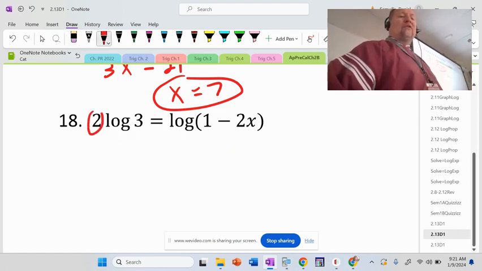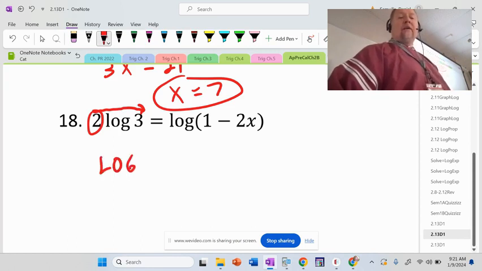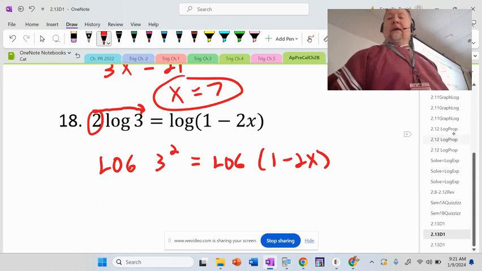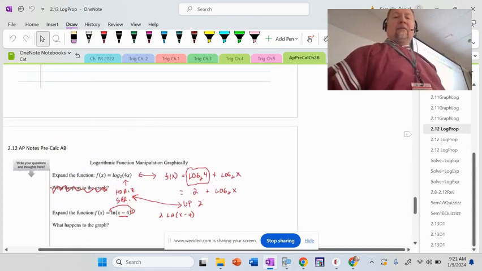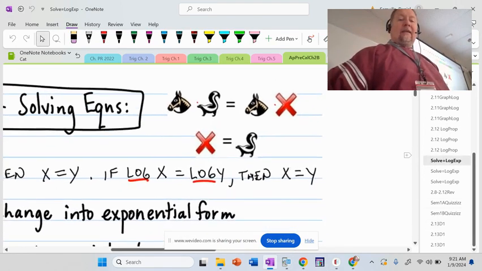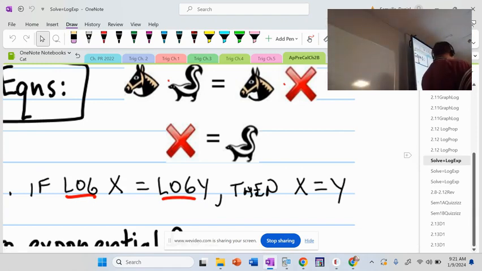So what should I do with this 2? I should make it a what? Make it an exponent. So this becomes log of 3 squared, and then this equals log of 1 minus 2x. And then I'm going to jump back to our notes before break when I added that little thing. Solving. When I added this, that's the horse skunk idea. If I have log of x equals log of y, well, then x has to equal y just by matching. If log equals log, then the arguments must be equal.